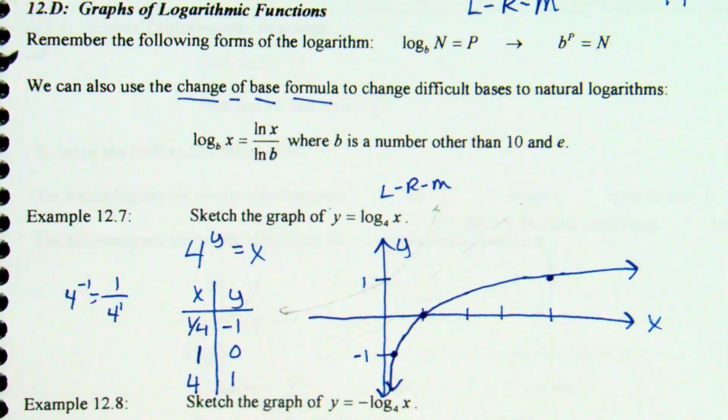Reflect over which axis? Okay, reflect over the x-axis. If your negative is on the whole function, we reflect across the x-axis. So can I take the graph we just did and reflect it? We can.